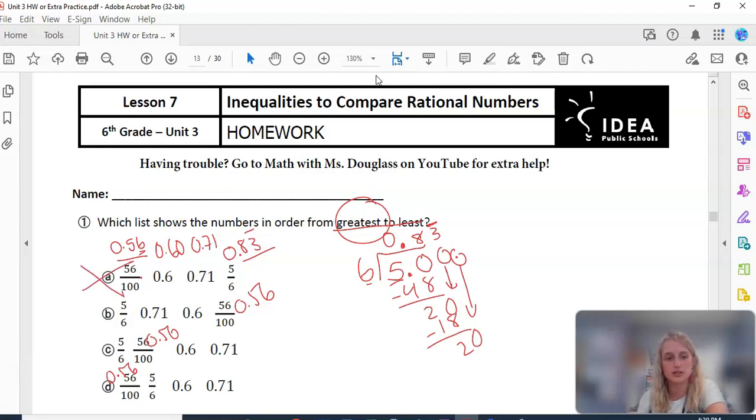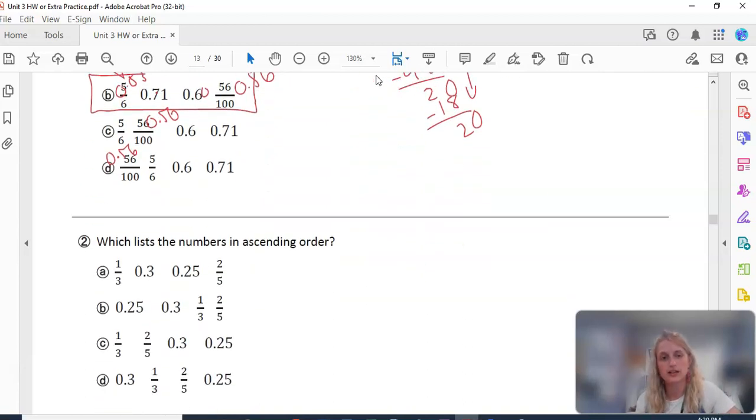Don't be fooled. 0.83 repeating, 71, 60, 56. That goes from biggest to smallest. There's our answer. Ascending means getting bigger. This is the least to greatest problem.